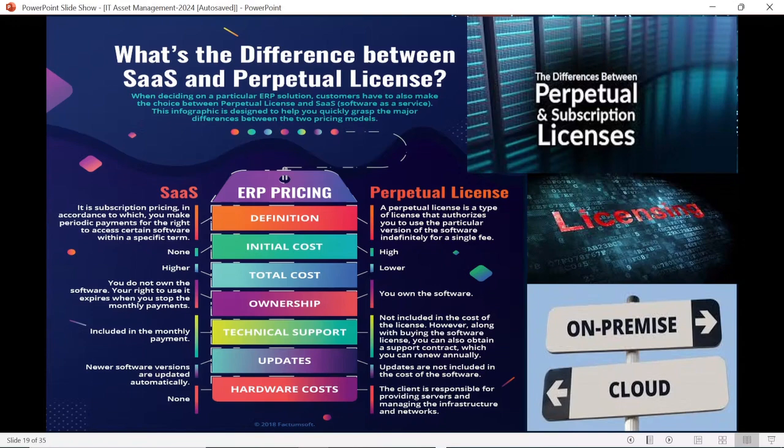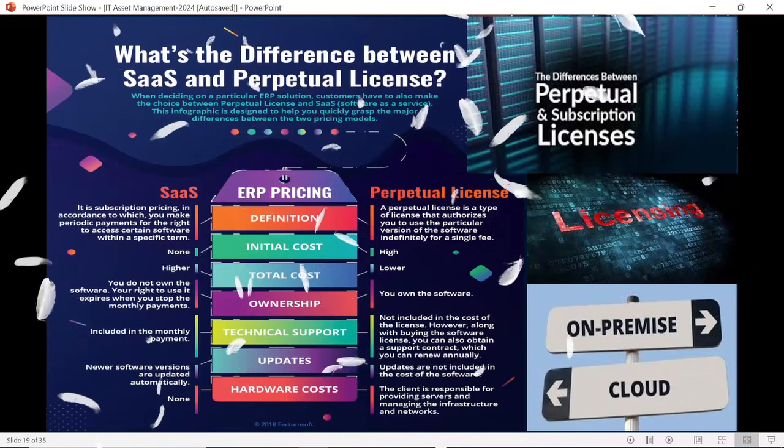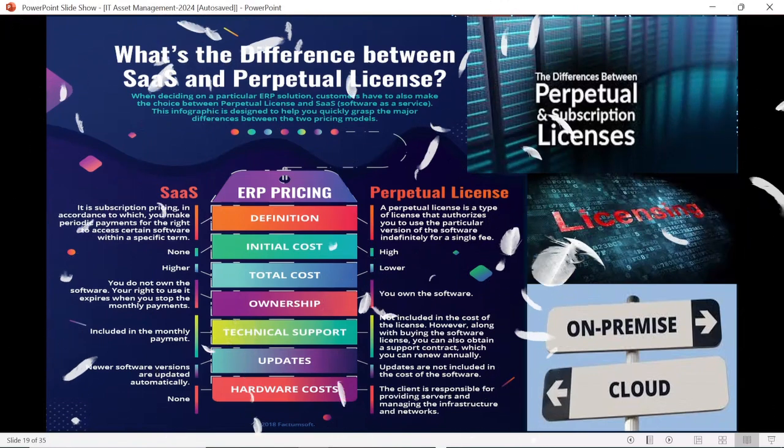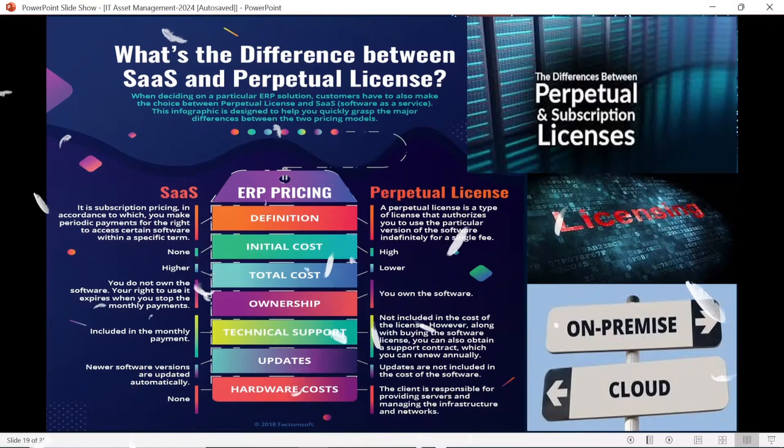Then the total cost of SaaS is going to be higher if you are using it for a longer time, as we have to pay the recurring fees. But for perpetual, it will be lower. It depends on the use. If you are going to use it for a short duration, then definitely you will get the benefit of SaaS. But if you are going to use it for a long duration, then perpetual is going to be the best model.